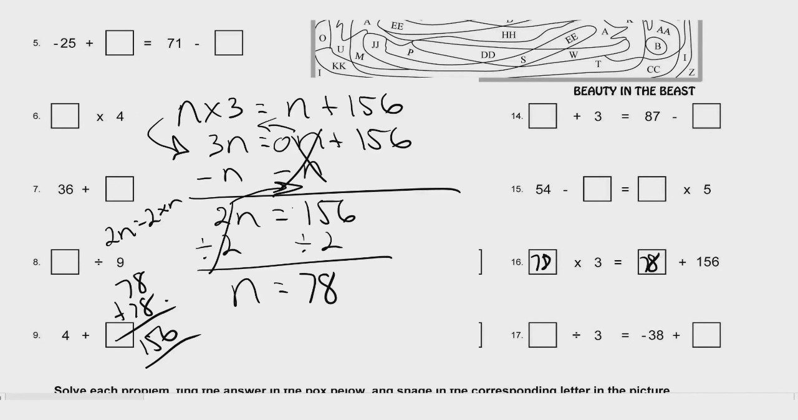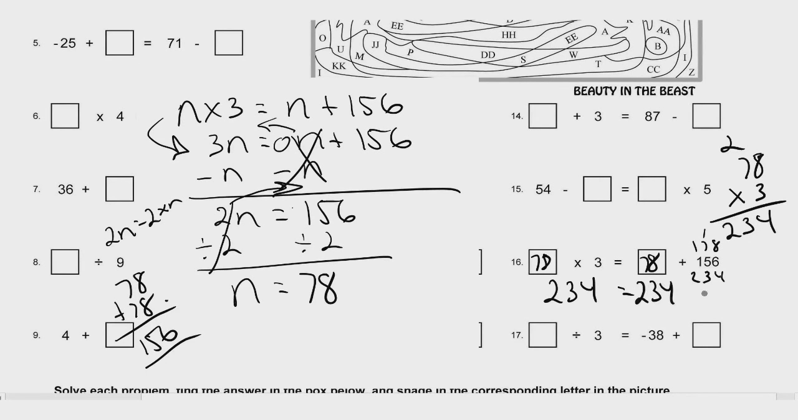And again, check your answer really quick. 78 times 3. 3 times 8 is 24. Carry the 2. 3 times 7 is 21. Add 2, 23. So we get 234, and if we add 78 here, we get 4, we carry the 1, we get 3, carry the 1, we get 234. So our answers are the same, they're equal, the statements are true.